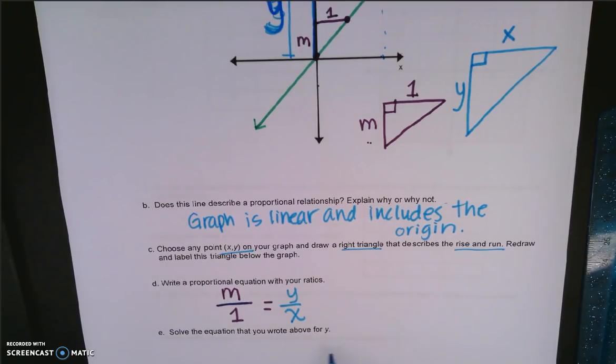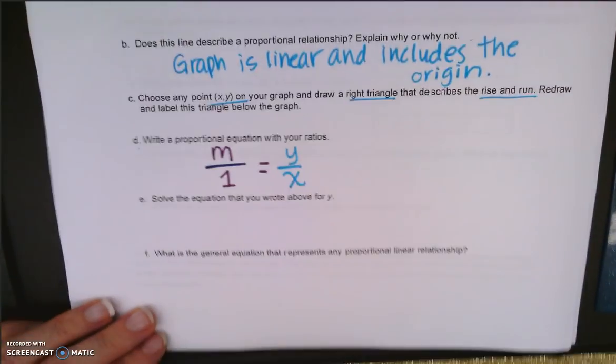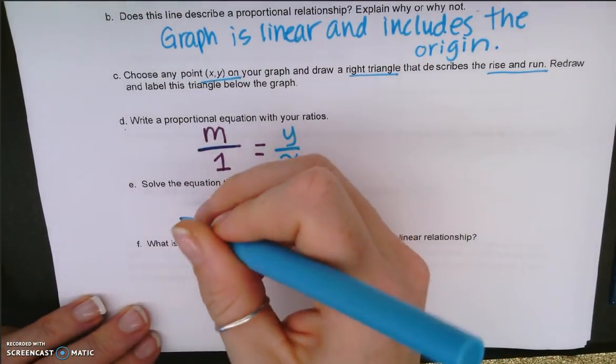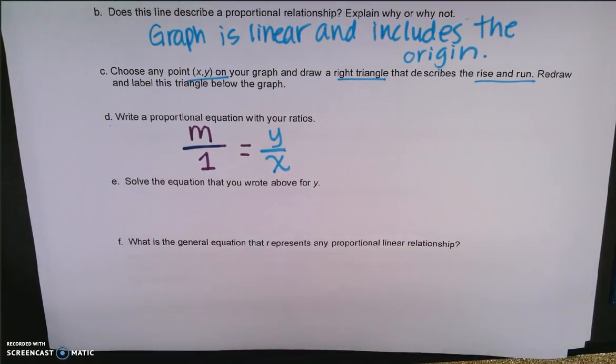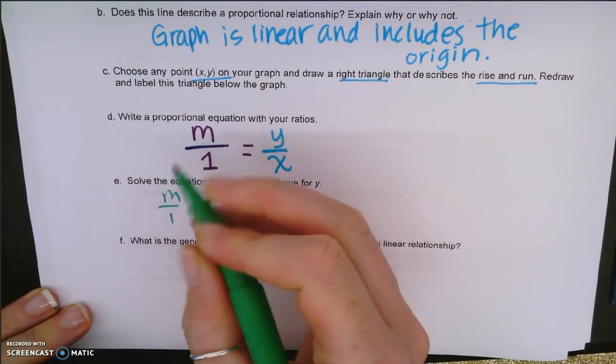Solve the equation that you wrote above for y. So in part D, we're only writing the proportional equation. Part E, we're solving the equation for y. Remember, when we're solving proportional equations, we use cross products.